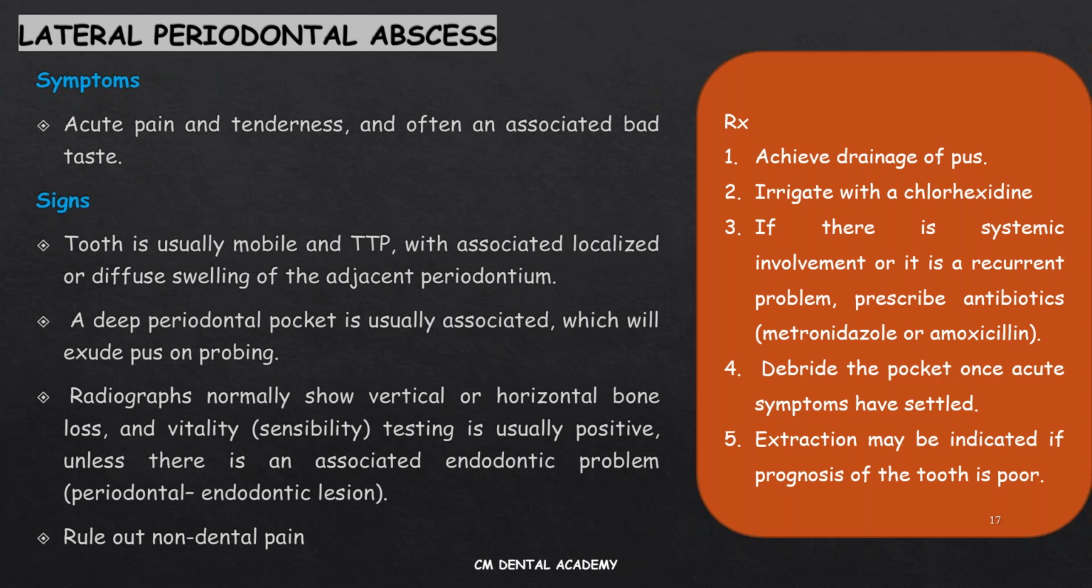So rule out non-dental pain as well. In this case, achieving drainage of the pus is the first goal. Irrigate with chlorhexidine solution. If there is systemic involvement or a recurrent problem, antibiotics are required. A combination of metronidazole and amoxicillin is usually prescribed. Debride the pocket once acute symptoms have settled. Extraction may be indicated if the prognosis of the tooth is poor.